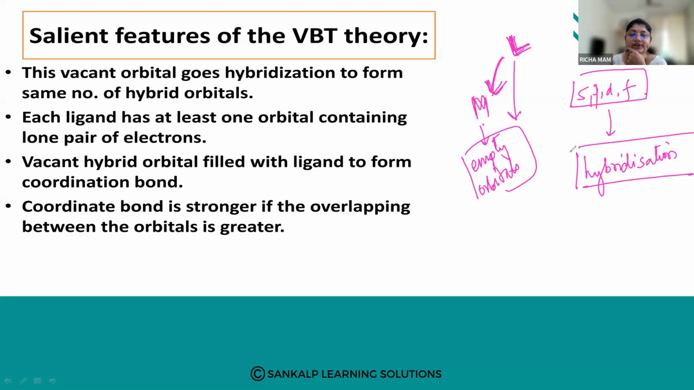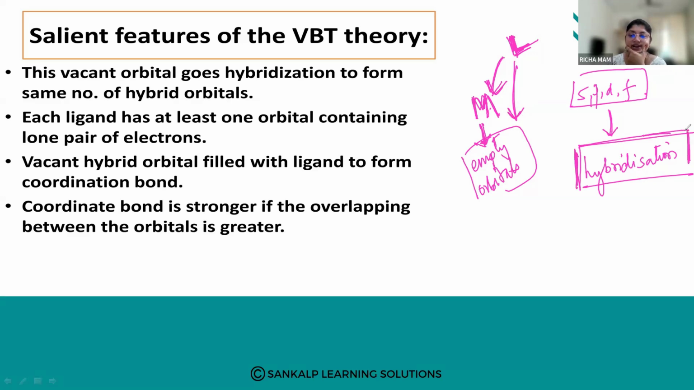Whatever the empty orbitals are there, they are occupied. Whenever the ligands come in contact with the metal, the empty orbitals provided by the metal are occupied by these ligands. They will undergo hybridization when they come under the influence of the metal.